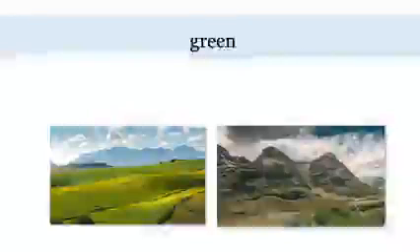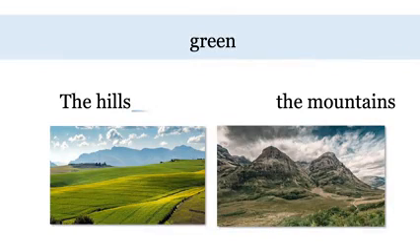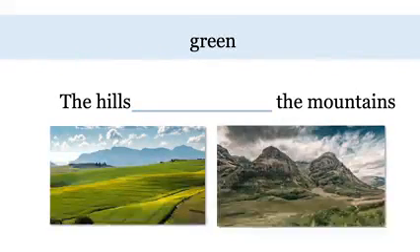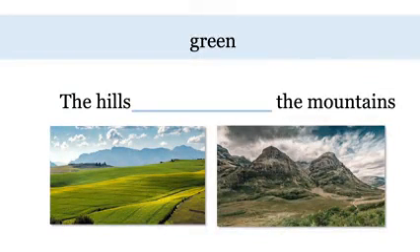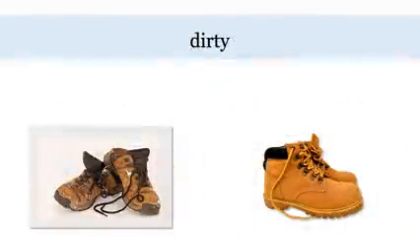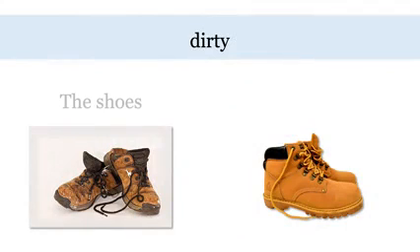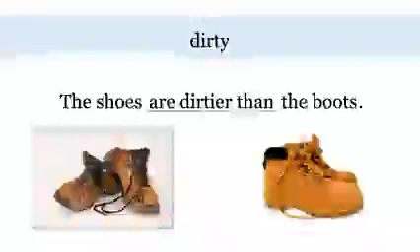Okay, you try. The adjective is green. We have the hills and the mountains. What goes in between to make the comparison? Remember, you need a verb, the adjective green with an ER, and the word than. The hills are greener than the mountains. Here, the adjective is dirty, and we have the shoes and the boots. Remember, dirty ends with a consonant and a Y. What goes here? The shoes are dirtier than the boots.